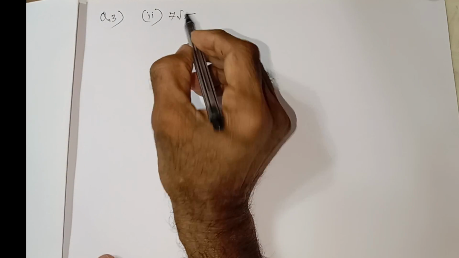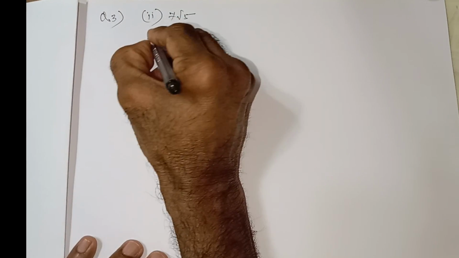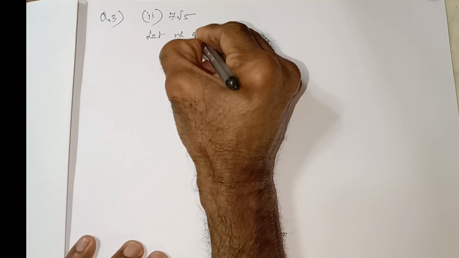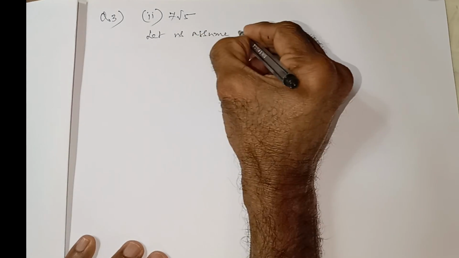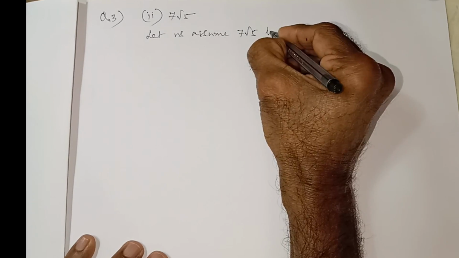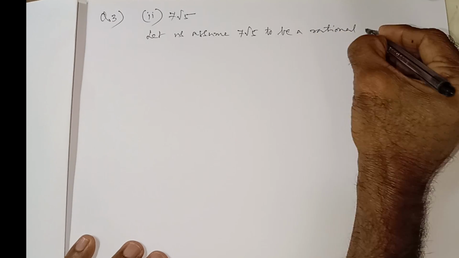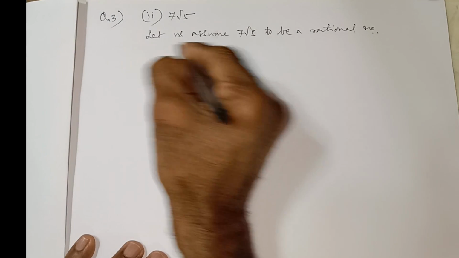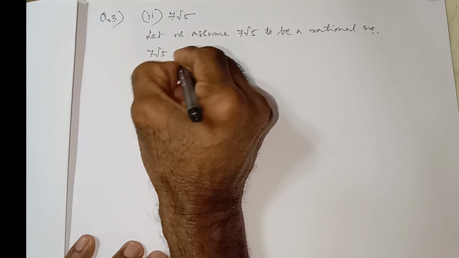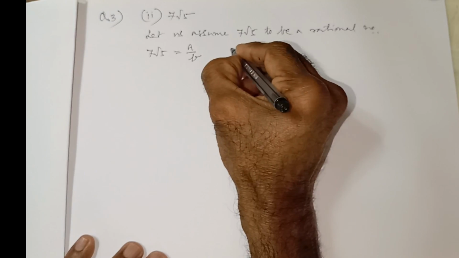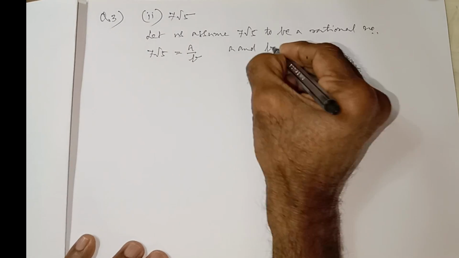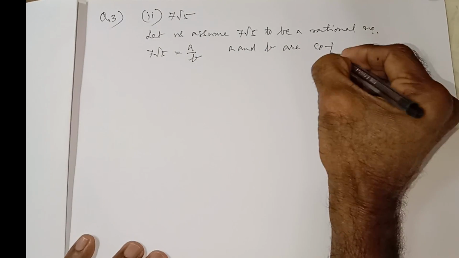Now the second sub-question in question 3 of exercise 1.3 is to prove 7 root 5 as irrational. How do we do that? It is very similar to the first question where we had assumed that the given number is rational. Here also we start the same way. Let us assume 7 root 5 to be a rational number. If this is a rational number, it should be equal to a by b, where a and b are co-primes.